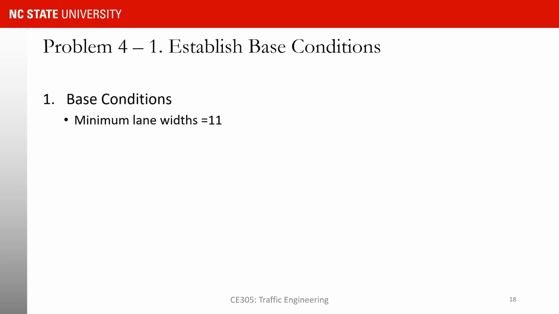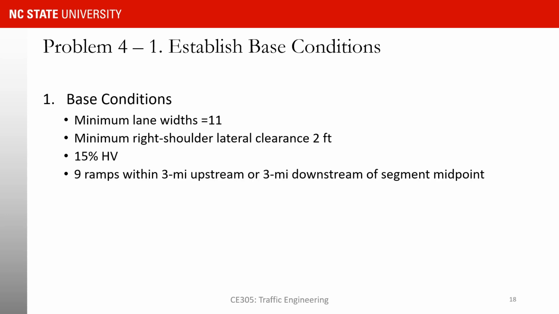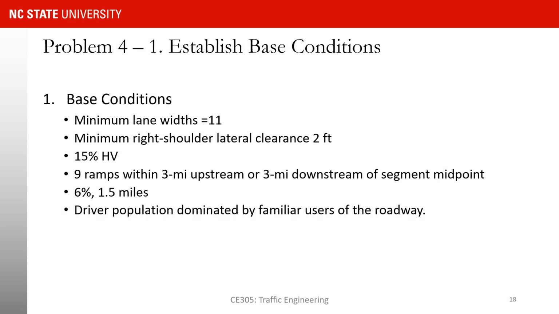Let's start with the base conditions. The lane width is 11 feet. Minimum right shoulder lateral clearance is 2 feet. We have 15% heavy vehicles. We have 9 ramps within 6 miles. 6% upgrade, and the length is 1.5 miles. And driver population is dominated with familiar users. So F sub P is going to be 1.